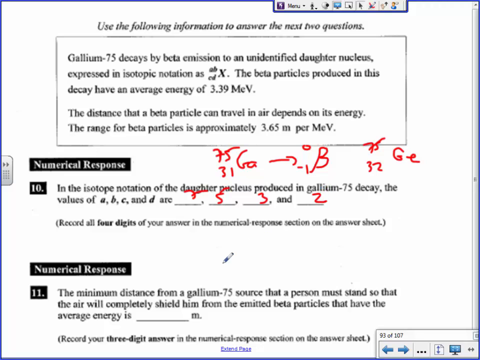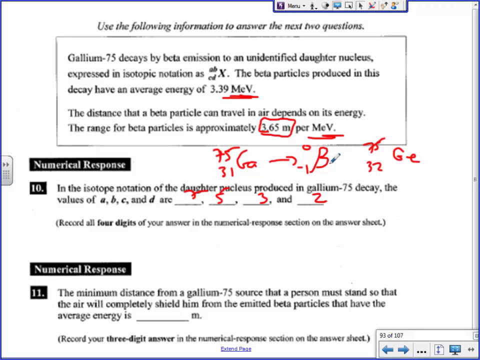Now, the other thing it says here is it's got a follow-up one. I didn't keep reading here, but it says the beta particles produced in this decay have an average energy of this many mega electron volts. And then it says the distance the beta particle can travel in air depends on its energy. The range for beta particles is approximately this many meters per mega electron volt. Now, this would be a new and unique kind of question.